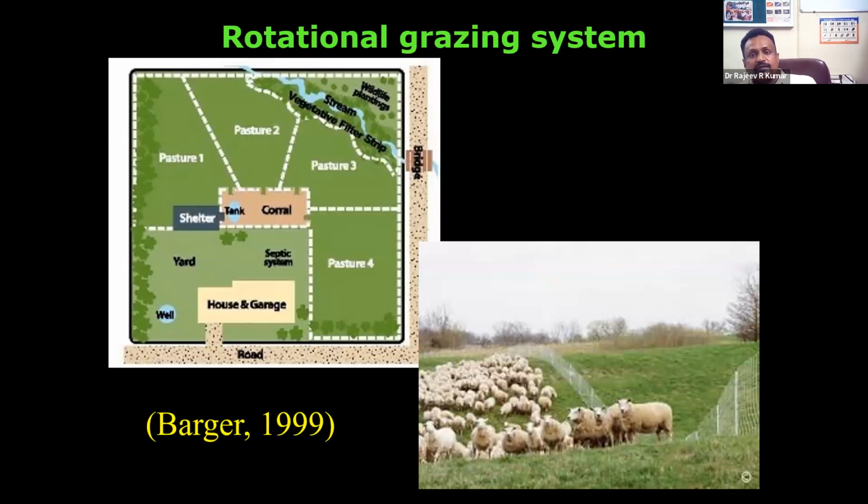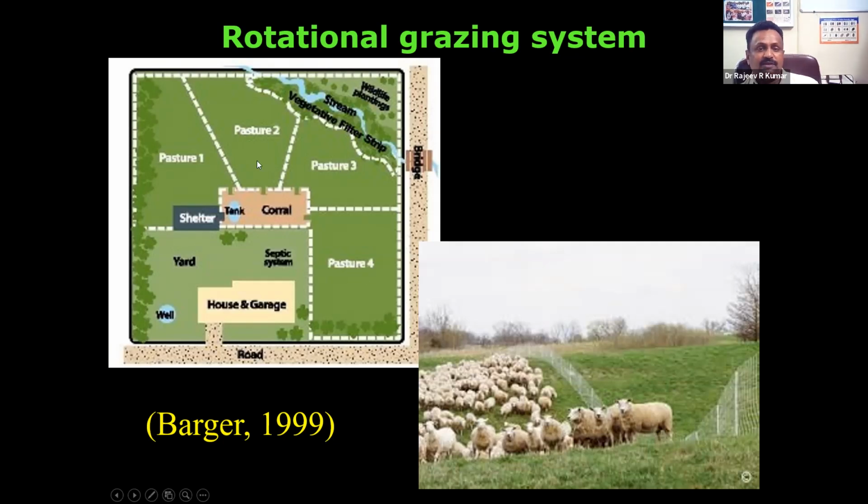Rotational grazing system: suppose there is one village, and there is a common pasture land. You divide the pasture land into different compartments or parts, and allow the animals to graze on a part of the pasture for a shorter duration of time. Suppose we divide the pasture into 4 parts. First, we allow the animals to graze on pasture 1, and after 10 days, 15 days, or 1 month, we move the animals to pasture 2, then pasture 3, then pasture 4.